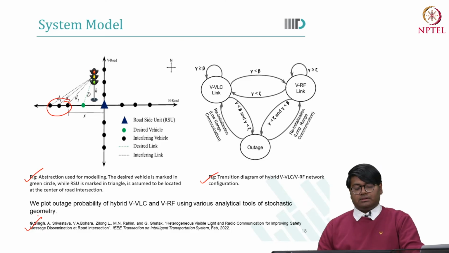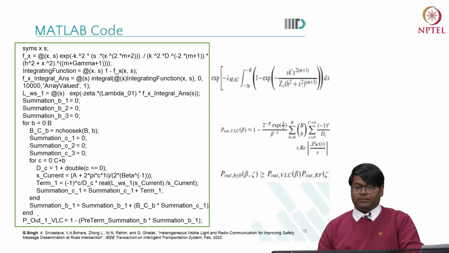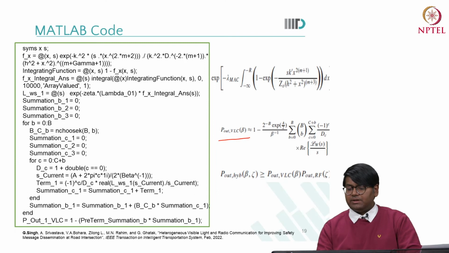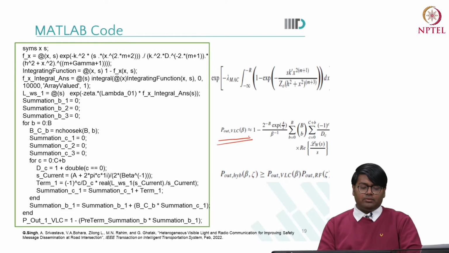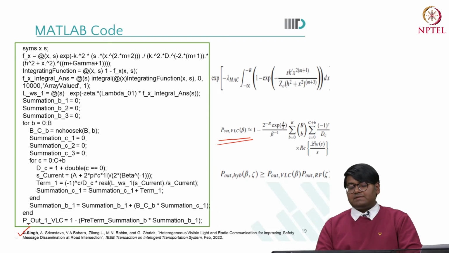Now we plot the outage probability of hybrid vehicular VLC and vehicular RF using various analytical tools of stochastic geometry. This is our MATLAB code to calculate the outage probability associated with the vehicular VLC. This is an analytical expression for the outage probability associated with the vehicular VLC. The details of this equation can be found in this reference; interested learners can refer to it.